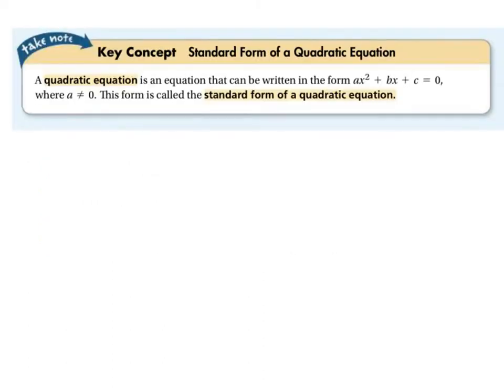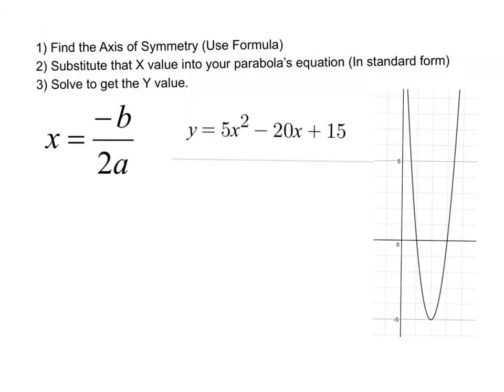Just a reminder of some words here. Quadratic equation is an equation that can be written in the form ax squared plus bx plus c equals 0, again, where a is not 0. This is the standard form of a quadratic equation. Bring that up because I want that a, b, and c are essential in what we're doing. So we're starting off with that idea of the axis of symmetry again.